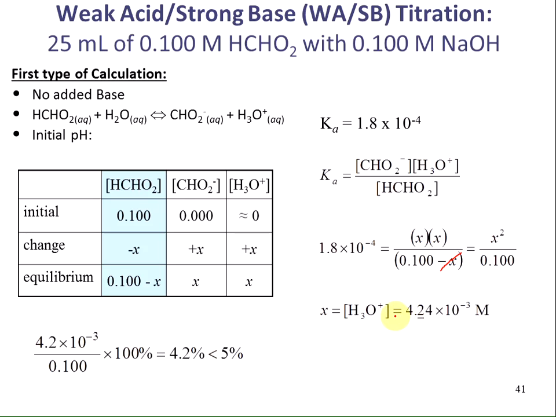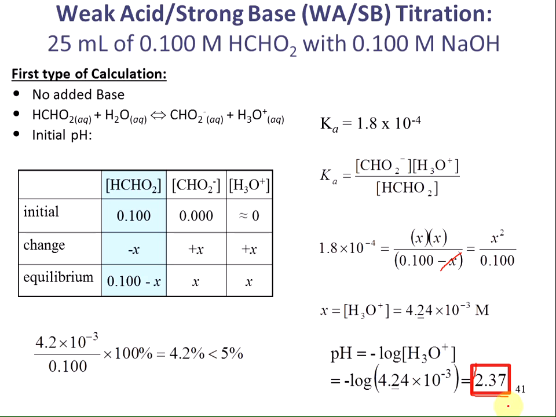And just to show you that this approximation is valid, we took our hydronium concentration, divided it by our initial concentration, multiplied by 100, and this is less than 5%. So we're okay to do the approximation. Now going back to my reaction where I've determined my hydronium ion concentration, I can take the negative log of that to find my pH, and my pH initially, before any sodium hydroxide is added, is 2.37. So that's the first type of calculation, and this calculation is only done once in a titration curve.